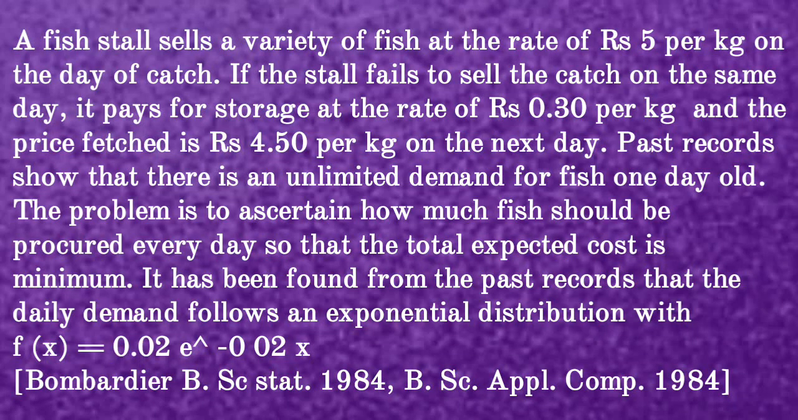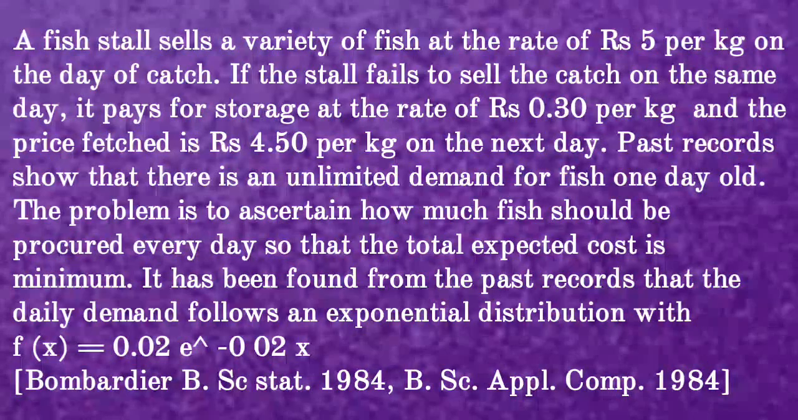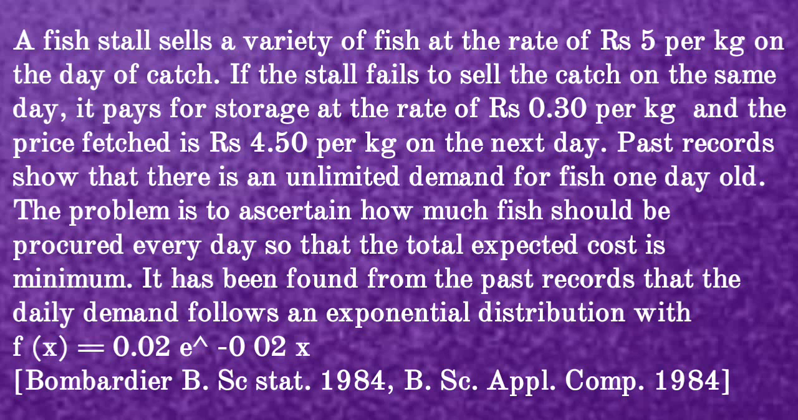Given question: a fish stall sells a variety of fish at the rate of rupees 5 per kilogram on the day of the catch. If the stall fails to sell the catch on the same day, it pays for storage at the rate of rupees 0.30 per kilogram, and the price fetched is rupees 4.50 per kilogram on the next day. Past records show that there is an unlimited demand for fish 1 day old. The problem is to ascertain how much fish should be procured every day so that the total expected cost is minimum. It has been found from the past records that the daily demand follows an exponential distribution with f of x equal to 0.02 e raised to minus 0.02 x, where 0 is less than or equal to x is less than or equal to infinity. This question was asked in Bombay BSc Statistics 1984, BSc Applied Computer 1984.